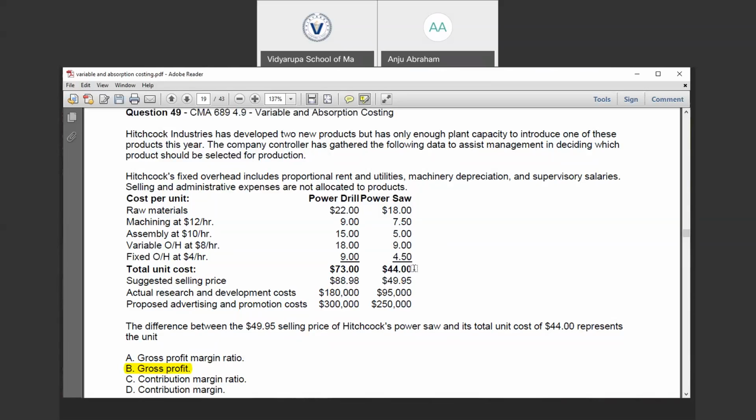The difference between the selling price and total unit cost is gross margin. What is the gross profit margin ratio? Gross profit margin divided by sales represents the gross profit margin ratio. So the answer is gross profit.